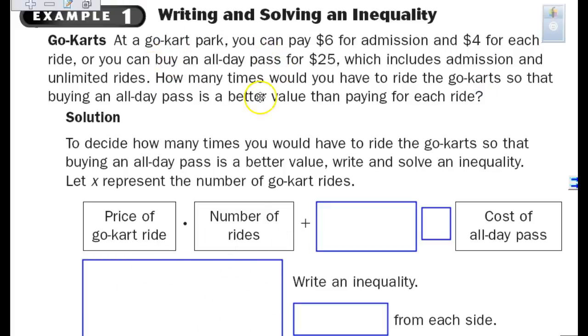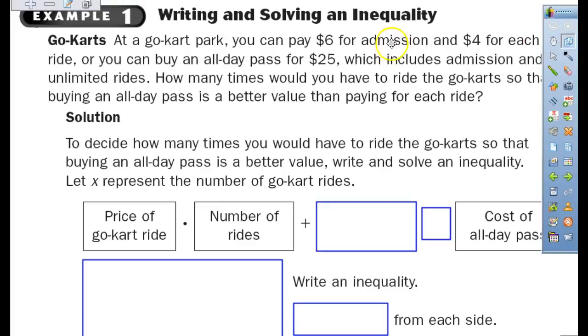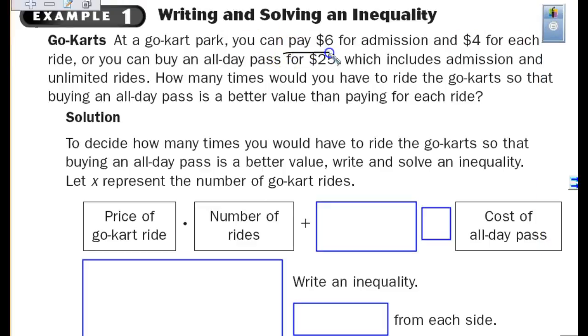At a go-kart park, you pay $6 for admission, $4 for each ride. Or you can buy an all-day pass for $25, which includes admission and unlimited rides. How many times would you have to ride the go-kart so that buying an all-day pass is better value than paying for each ride?